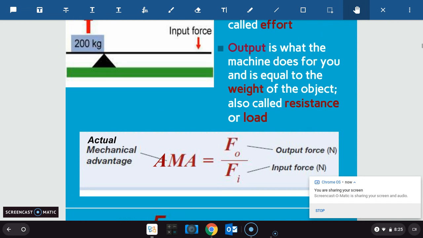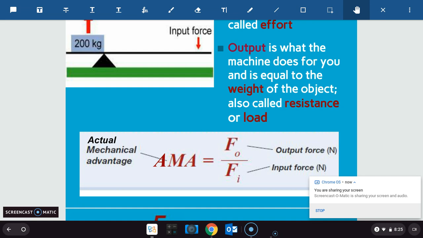And we're going to be talking about lots of kinds of mechanical advantage. Today, this one is on what's called actual mechanical advantage, where you compare the force out, so the force applied by the machine, divided by the force in, which is the force applied by you. And that will get you actual mechanical advantage.